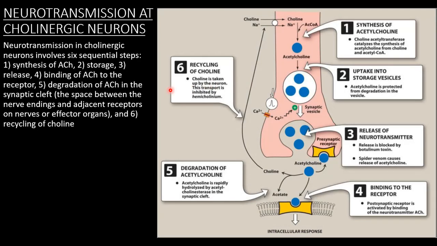Then let's look at neurotransmission at these neurons. Neurotransmission at these neurons involves 6 steps. The first step is the synthesis of acetylcholine, where we take acetyl-CoA and choline. Acetylcholine is made from the two in a reaction catalyzed by choline acetyltransferase.